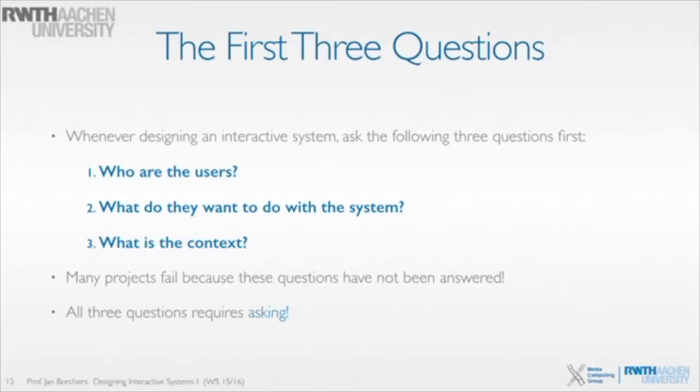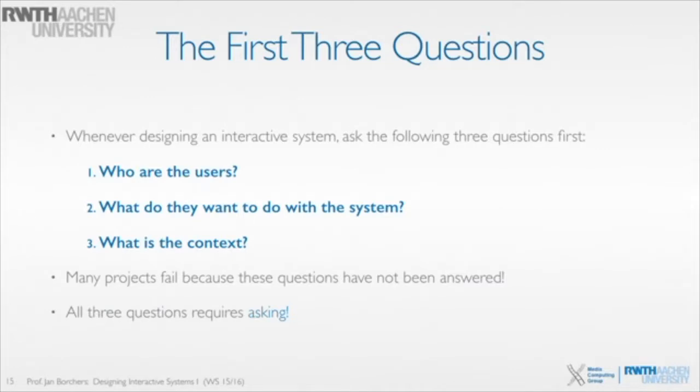Now, the first three questions that you normally should be asking as you get into designing an interactive system are of three kinds. This used to be just two up until a couple of years ago, and then I realized that we actually need to start thinking more broadly because, well, I'll explain that when I get to the third question. The first question is, who are my users?